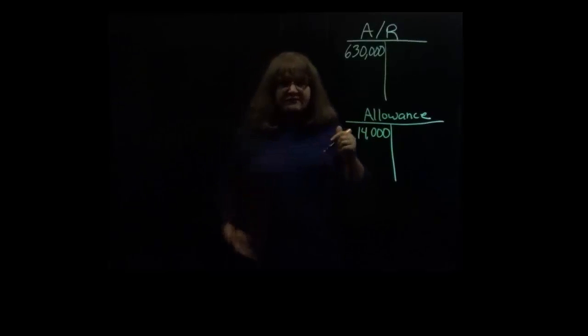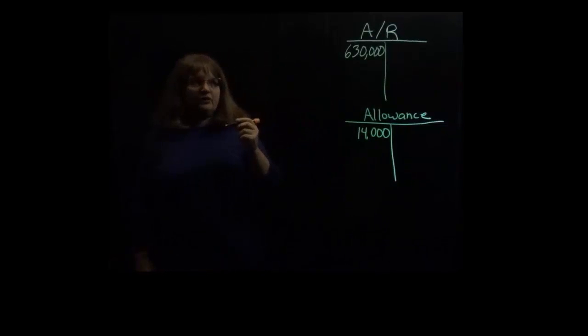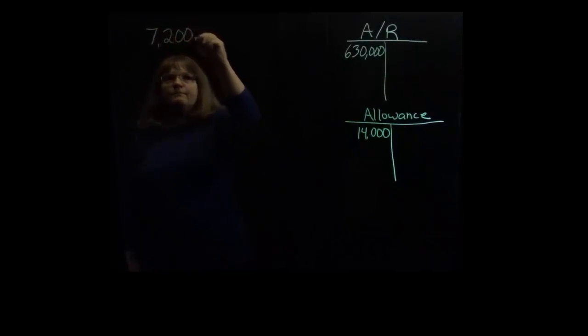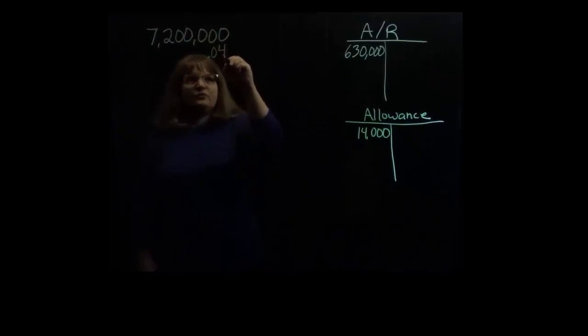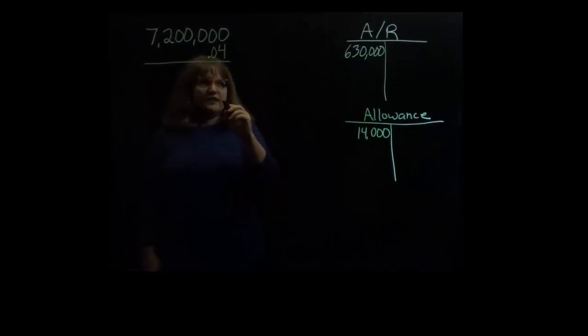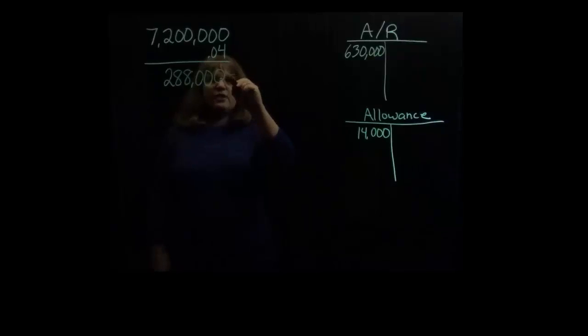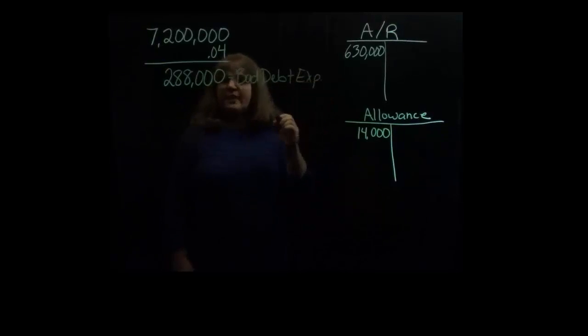Okay, using the percent of sales method, they said to assume that 4% of our sales will be uncollectible. And we had sales of $7.2 million. So that's the sales, and if 4% of those will be uncollectible, then that means that we expect to have uncollectible sales of $288,000. That would be our bad debt expense under the percent of sales method.